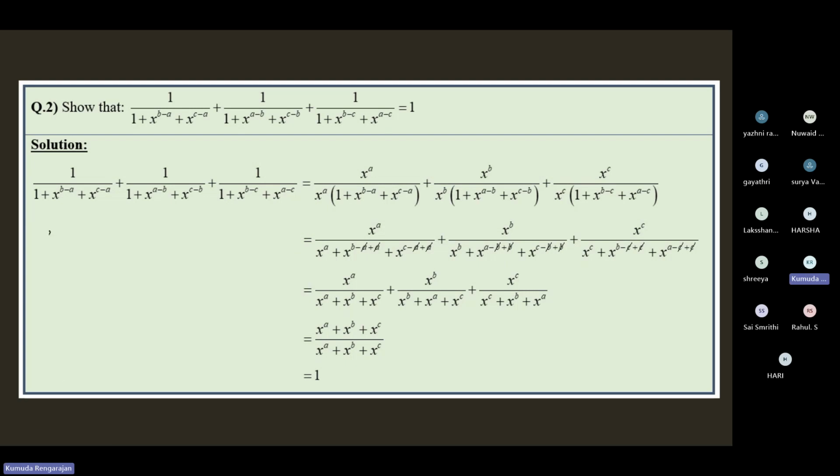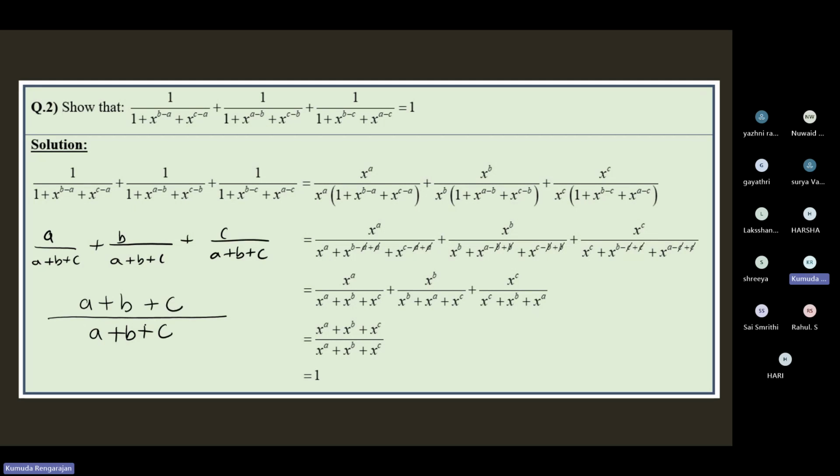See, like if you have a by a plus b plus c plus b by a plus b plus c plus c by a plus b plus c. Okay. So what's the common denominator? A plus b plus c is the common denominator. So what will be the numerator? A plus b plus c. Then what happens? Cancels and the value is 1. We have a similar situation here.